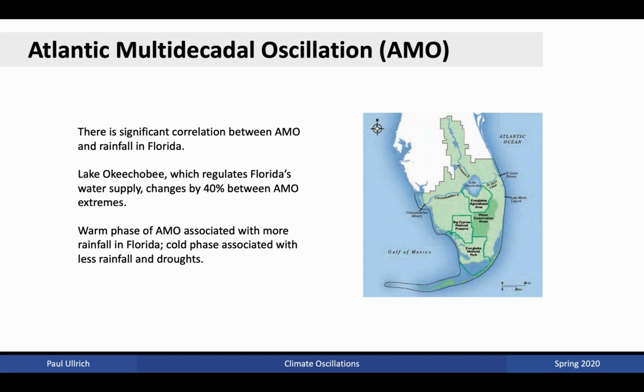It's known that for instance, lake levels in Lake Okeechobee can change by 40% between AMO extremes. That is, during the warm phase of the AMO, we typically have much more precipitation and consequently a higher level in the lake. During the cold phase, on the other hand, this is associated with less rainfall and more frequent droughts within the region. However, the warm phase also comes with more tropical cyclones, because those warmer ocean waters are again driving up the intensity of those storms.